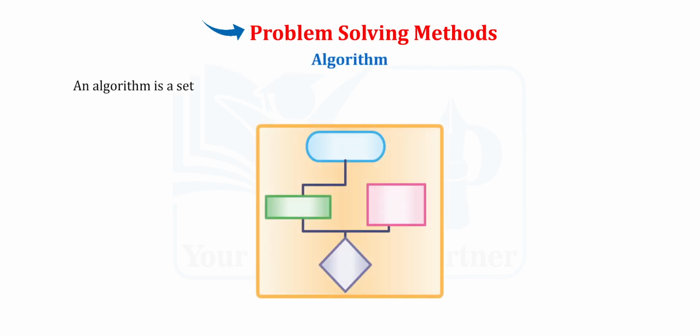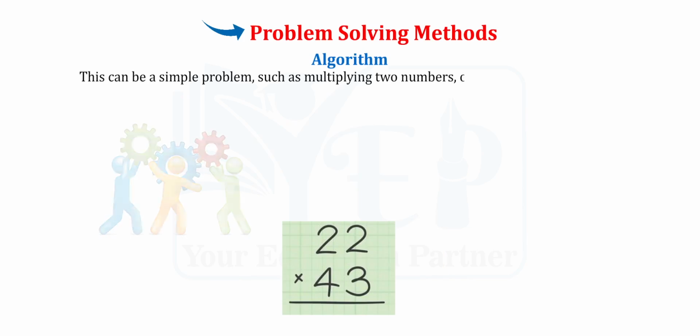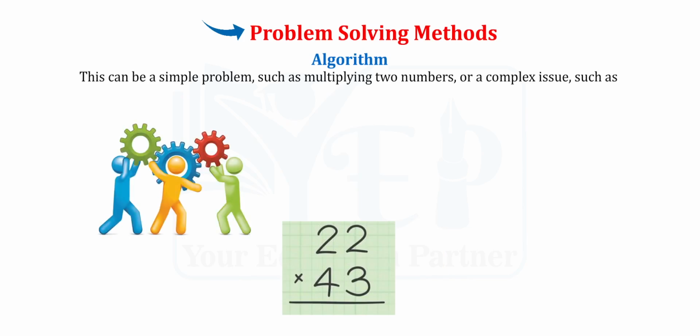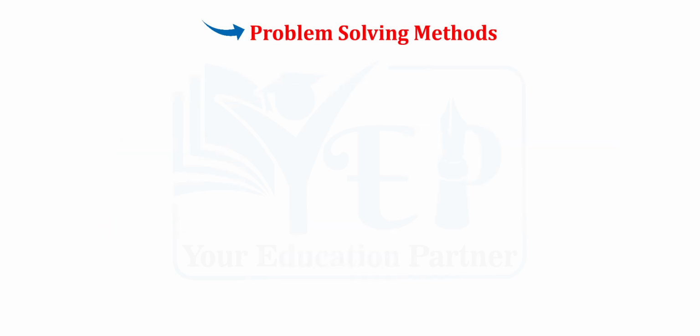An algorithm is a set of instructions written in English, designed to solve a particular problem. This can be a simple problem, such as multiplying two numbers, or a complex issue, such as creating an app for playing a compressed video file.